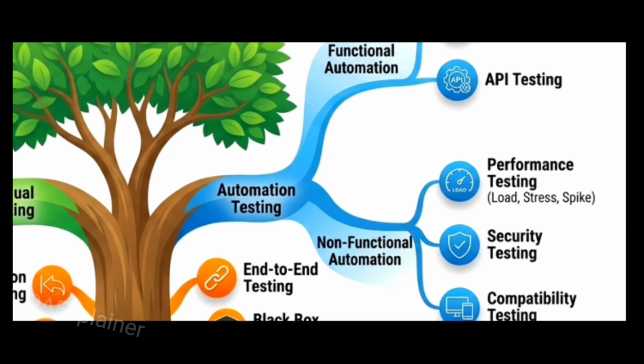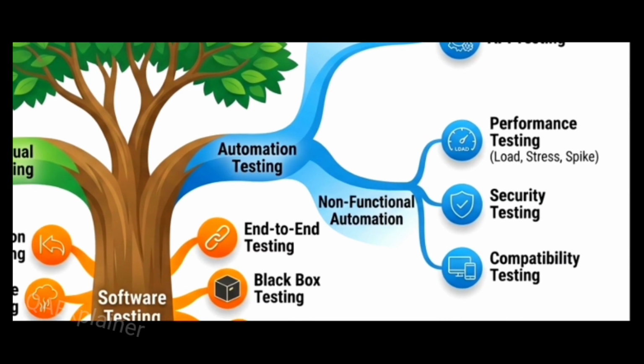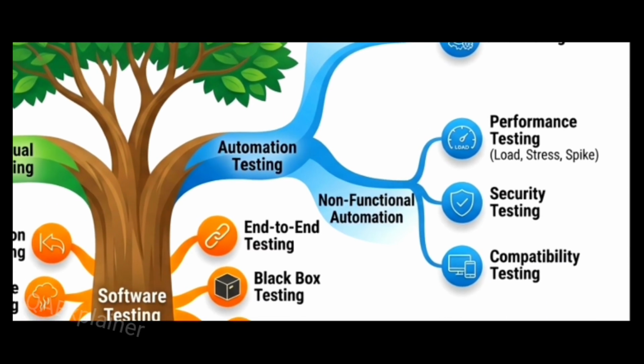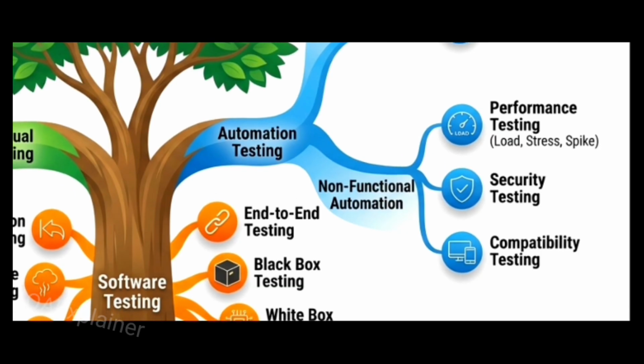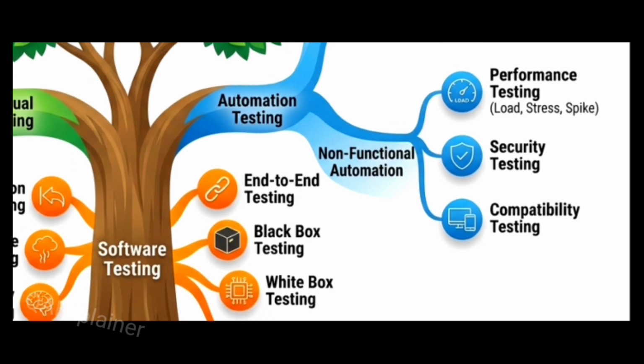In non-functional, mostly we are checking performance testing. We are using K6 or JMeter for putting load and stress on the system. Then we have security testing. We are trying to penetrate the system via different kinds of tools like Burp Suite. We are trying to penetrate the APIs, so that we are checking here. And then compatibility testing. Here we are checking whether our application is compatible with different OS versions and different browsers or not.